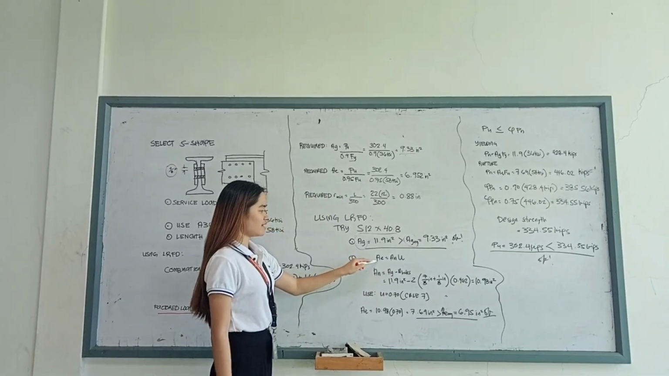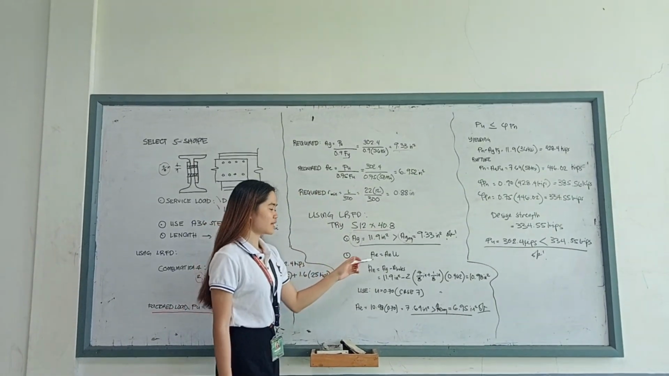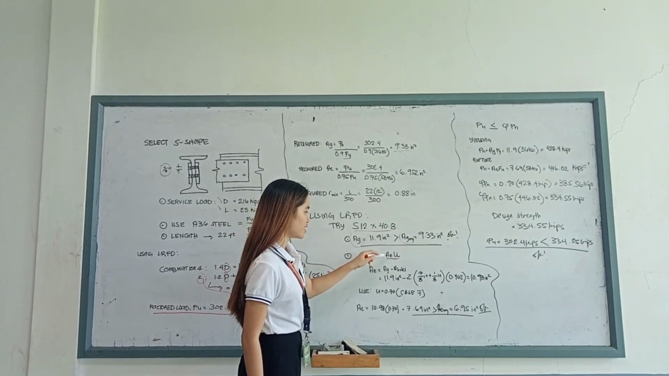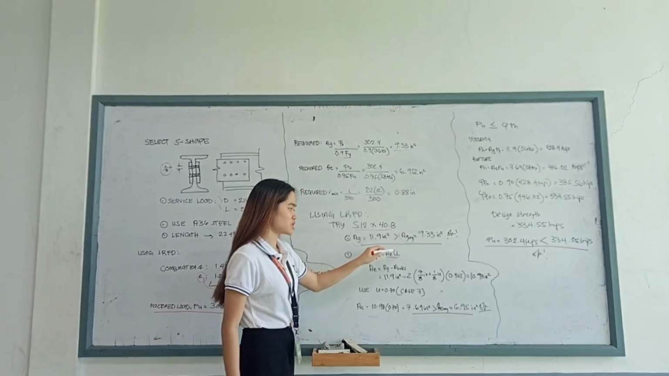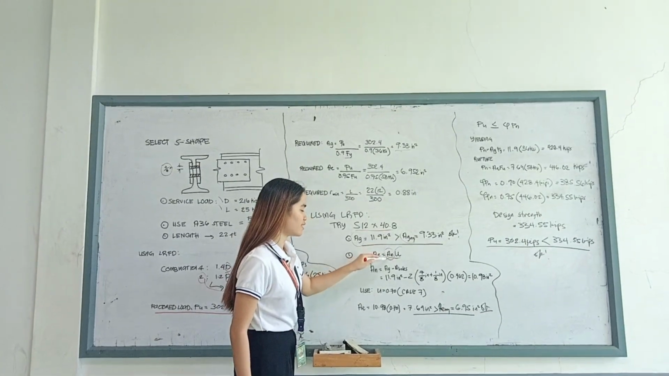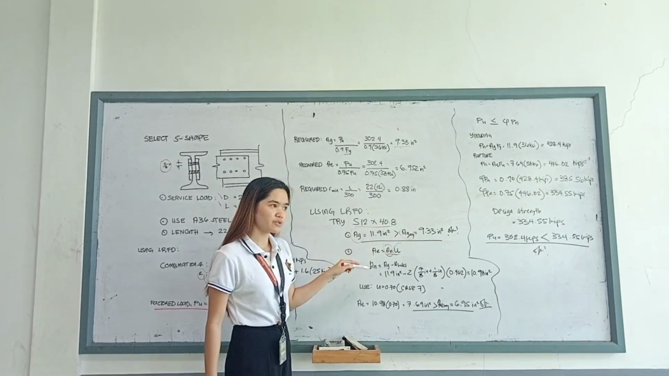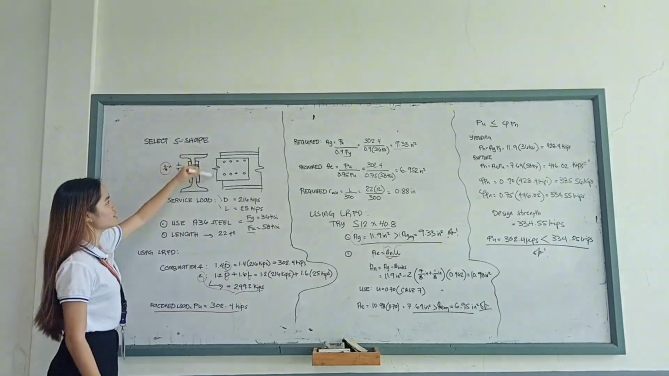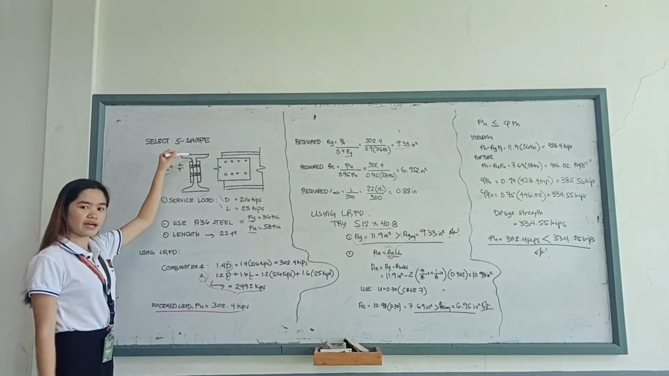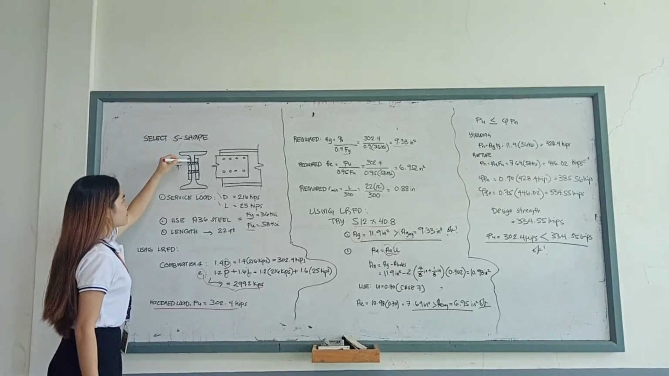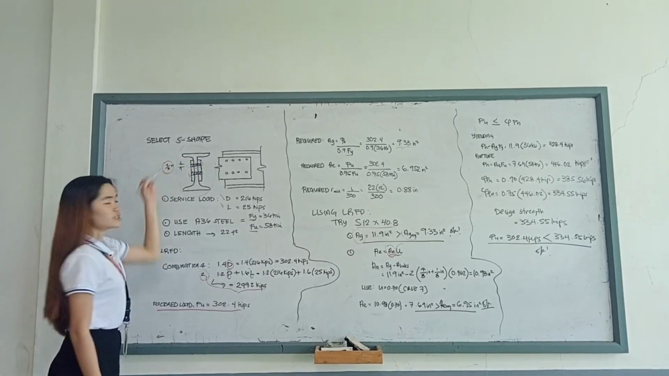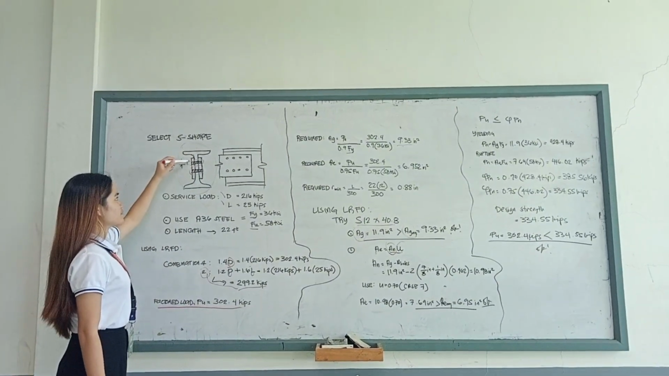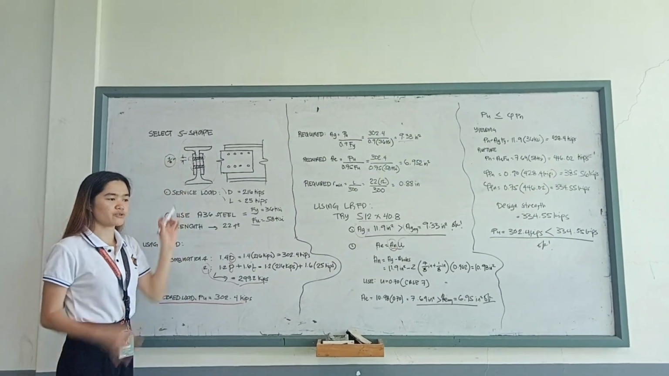Now for the effective area, Ae, we get it by multiplying the net area by the shear lag factor, which is U. First is the net area. The whole member has the gross area. When the bolt holes are subtracted, we get the net area.